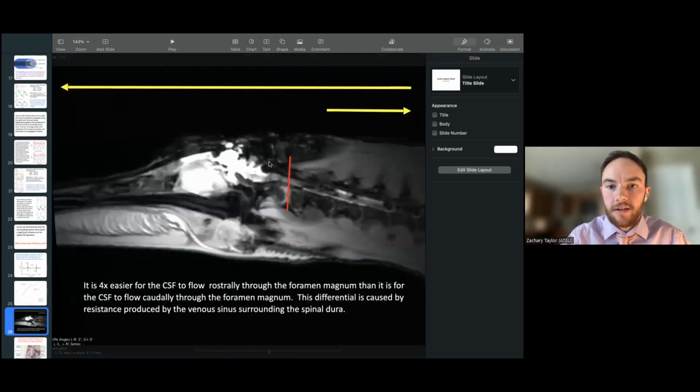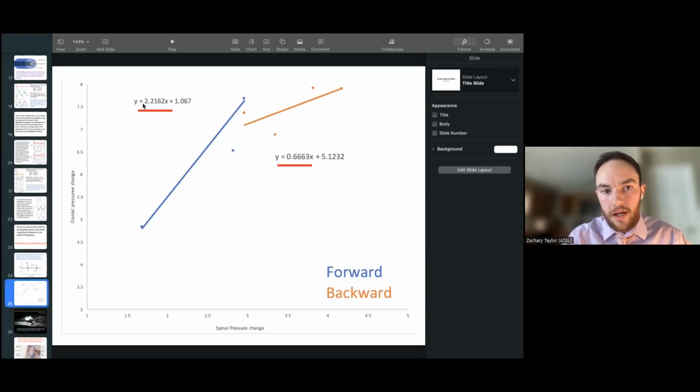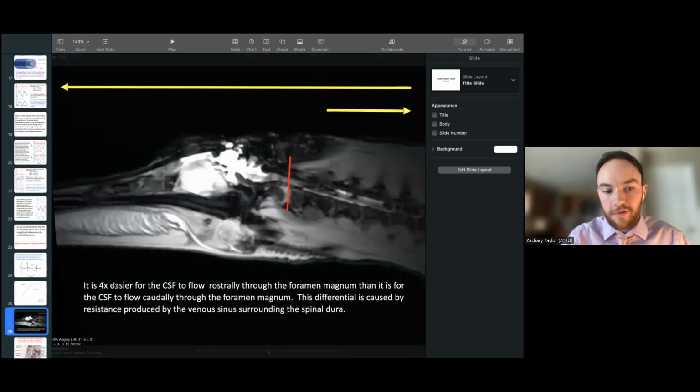And that is just shown here whenever we did an MRI, and we did these under the MRI machine, and we watched the fluid propagate. And it was 4 times, because 2.2 divided by 0.6 is like 3.67 or something, but close enough to 4. So it's 4 times easier for the CSF to flow rostrally, aka towards the head, than it is for it to flow caudally, aka back through that hole. This is the foramen magnum here, back into the spinal cord.